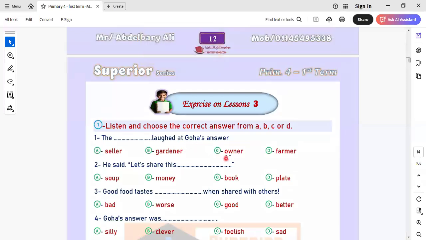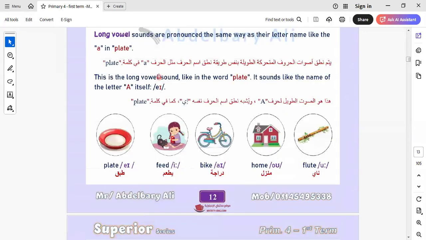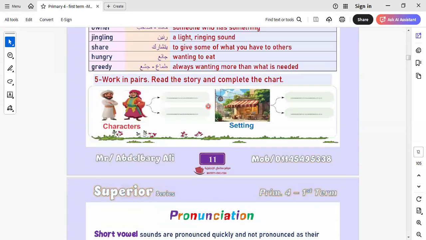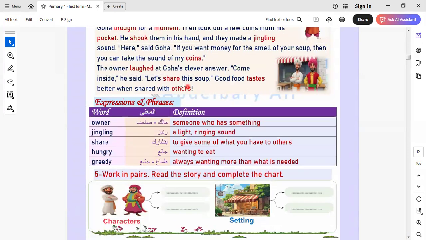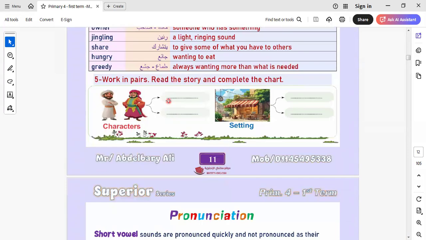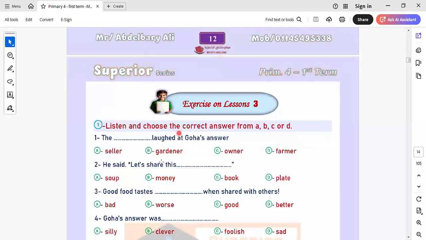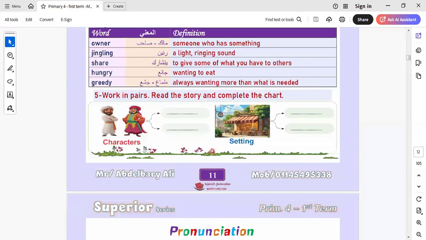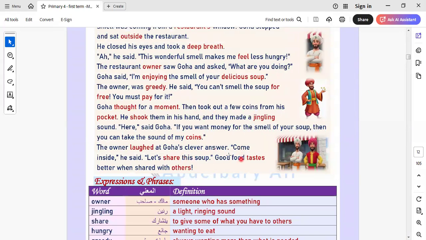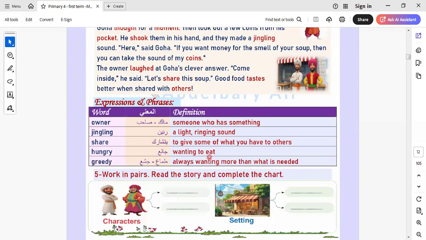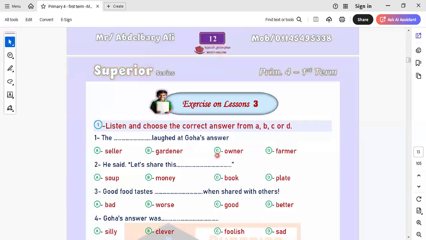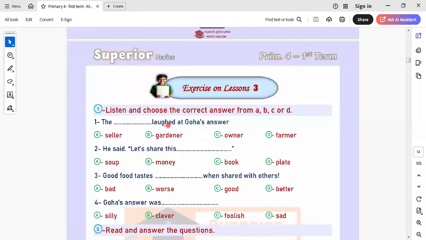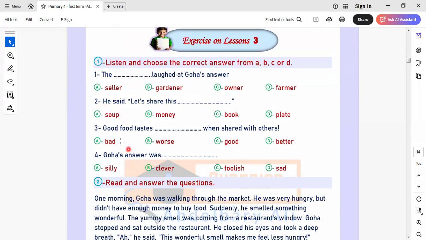Who loved Goha's answer here, as we know from the text? It will be the owner. So the answer here will be the owner, so I select this one. He said, let's share this soup, as we know here in this text. So the answer of the first one is the owner. The next one will be this soup.